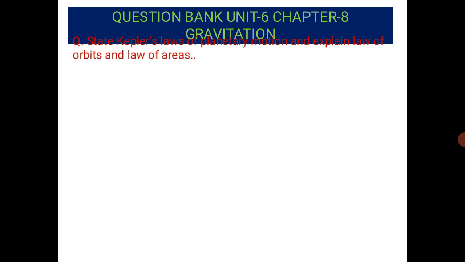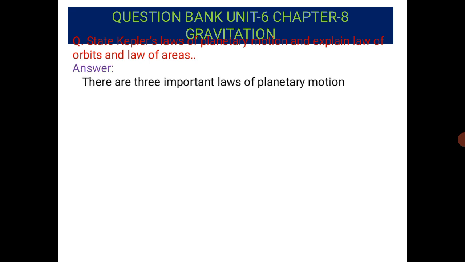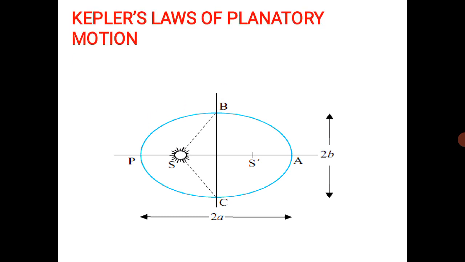Okay, here there are three important laws of planetary motion. Among these three laws, the first one is the first law of planetary motion, also called Kepler's law. That one is called the law of orbits. This law of orbits explains how the planets revolve around the sun.